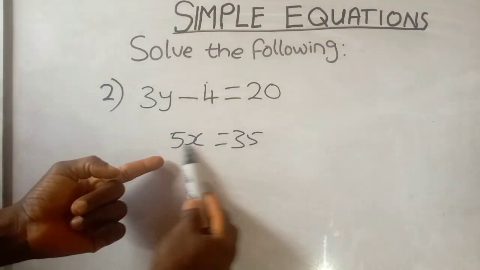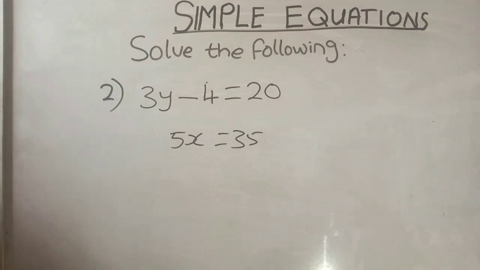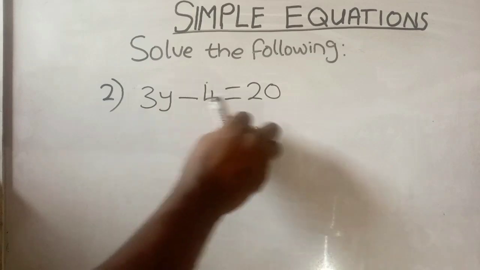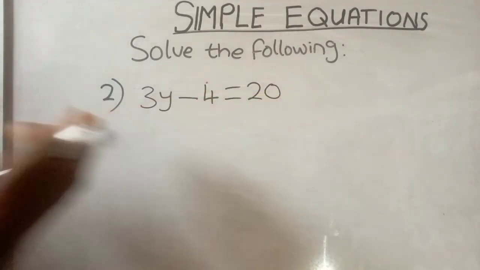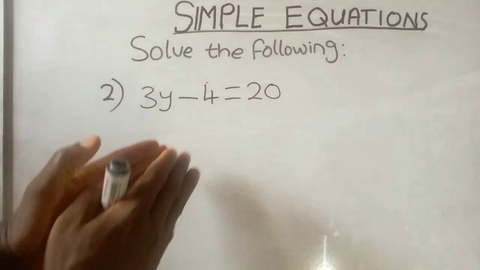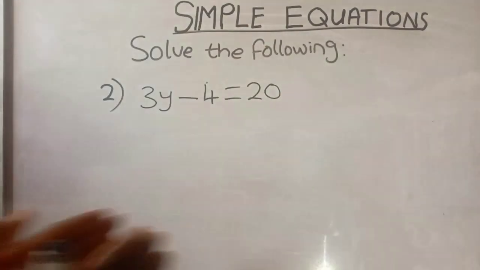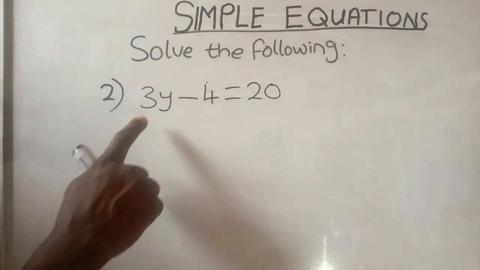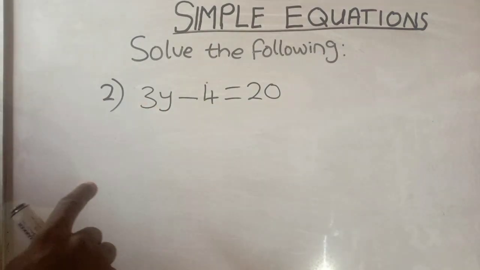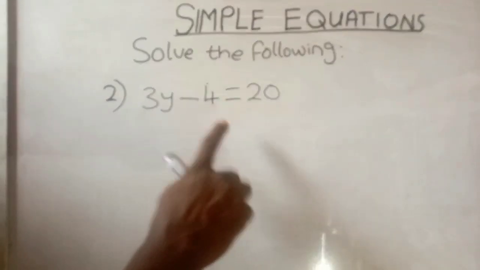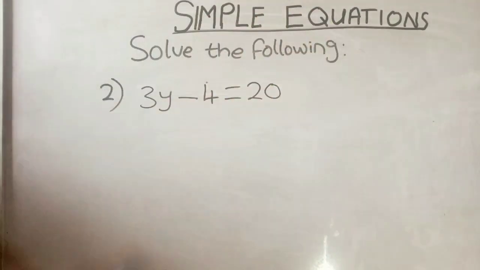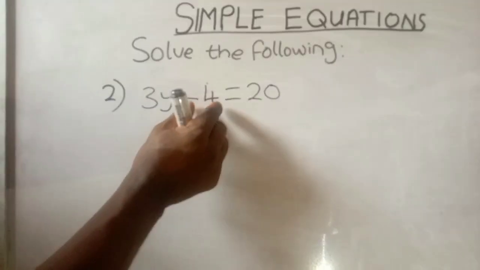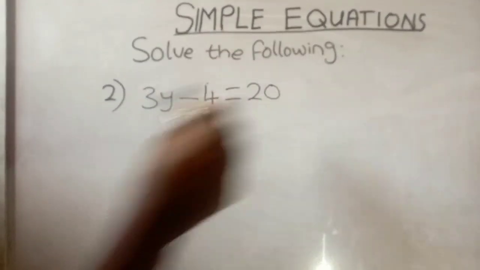So we have to make it look like this one before we can actually divide both sides by the coefficient of the alphabet, which in this case is y. So the first thing we are going to do here is to collect the like terms, to let those ones that look alike move to the same side. When you look at it here, it's only 3y that has y. This one has nothing, this one has nothing. So therefore, what we are going to do is to collect like terms, meaning that the minus 4 will have to move over to the 20, the other side.